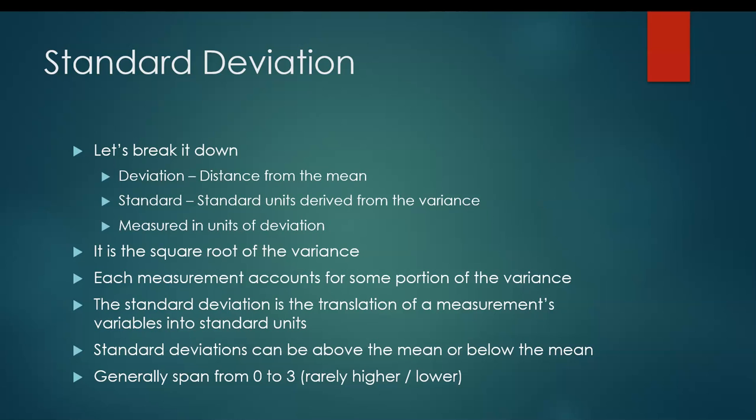Each measurement accounts for some portion of the variance. So each one of those units, a standard deviation, you could have one standard deviation, two standard deviations, even up to 3 standard deviations, and it's going to account for some portion of the variance in that data set. The standard deviation is a translation of a measurement's variables into standard units. Standard deviations can be above the mean or below the mean. So you can have a positive standard deviation and a negative standard deviation. And standard deviations generally span from values of 0 to 3. It's possible to have higher, if you have enough scatter in your data set that you have a value that is more than 3 standard deviations away from the mean, but that's pretty rare.